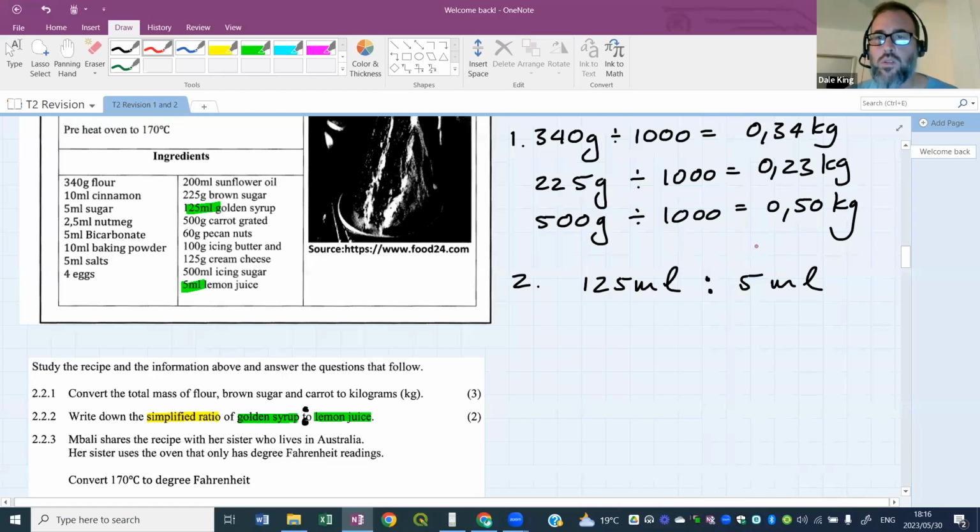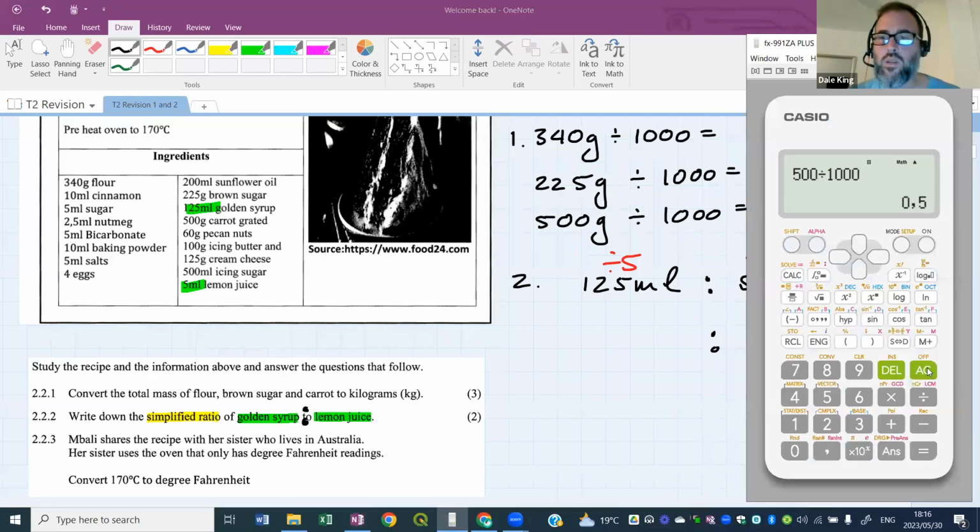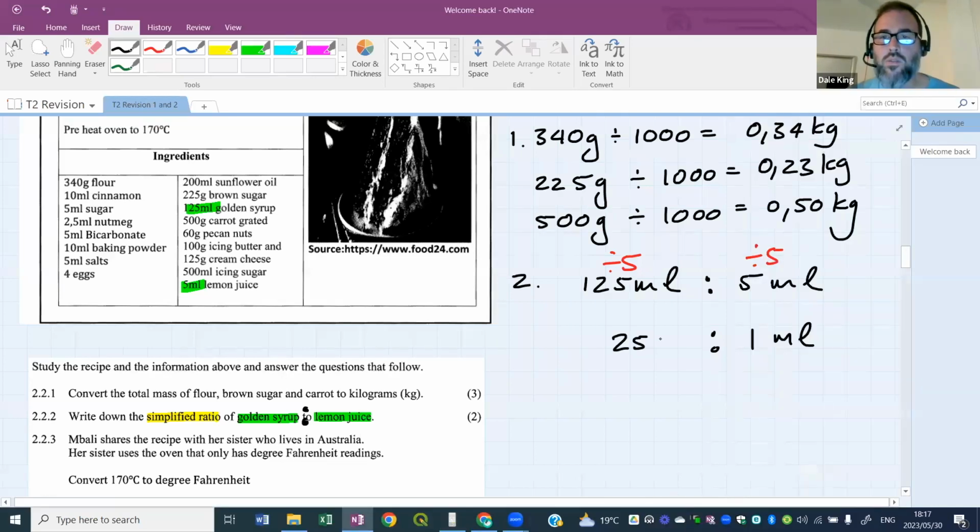How do we get 5 to 1? We need to divide it by 5. And we must do it to the other number on the left as well. So 5 divided by 5 on the right is 1. And 125 divided by 5, let's check it with a calculator. 125 divided by 5 is 25. So this is 25 on the left. Now, ratios are unitless, so you don't have to write the units there. So 25 to 1 is an acceptable answer. Okay, hope you guys are getting that. Please feel free to stop me at any time.